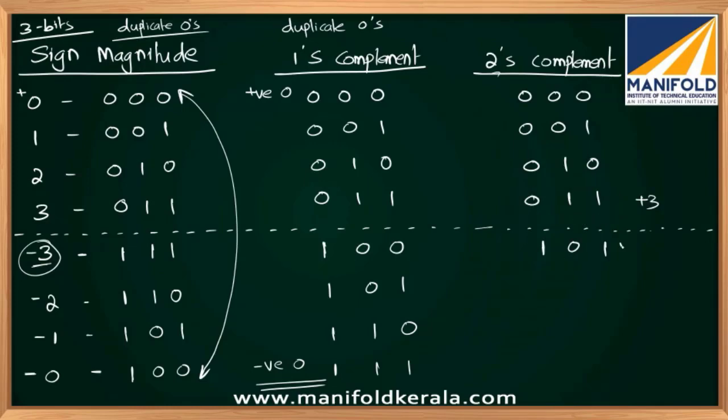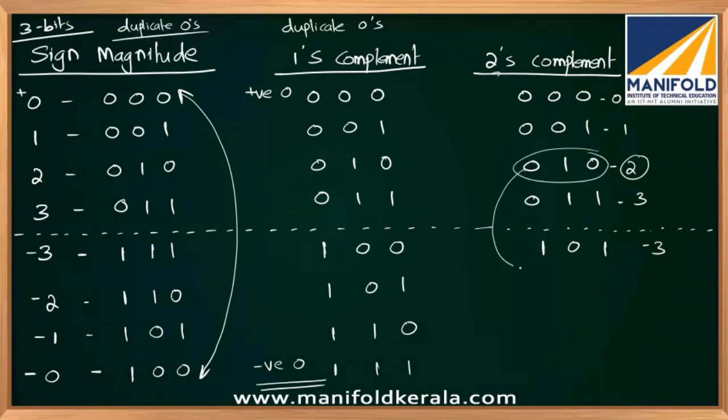So this will be the representation for negative three. This is zero, this is one, so this is two, this is three, right? So this is negative three. And how will you represent negative two now? You go to plus two first, and plus two is 0 1 0. Take the twos complement of that. What is the twos complement of 0 1 0? It is 1 1 0. Very good. So that is your negative two.